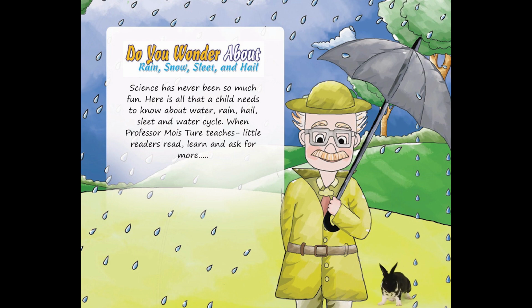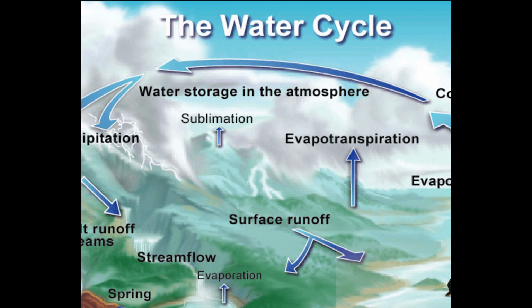Do you wonder where rain, snow, sleet, and hail come from? It all starts with the water cycle. The water cycle is the continuous movement of water on, above, and below the Earth's surface. The sun heats up the water in the oceans, lakes, and rivers. This causes the water to evaporate and turn into water vapor. The water vapor rises into the atmosphere, where it cools and condenses around tiny particles of dust or salt. This forms clouds. When the clouds become too heavy, the water falls back to Earth as rain, snow, sleet, or hail. Rain is the most common form of precipitation.